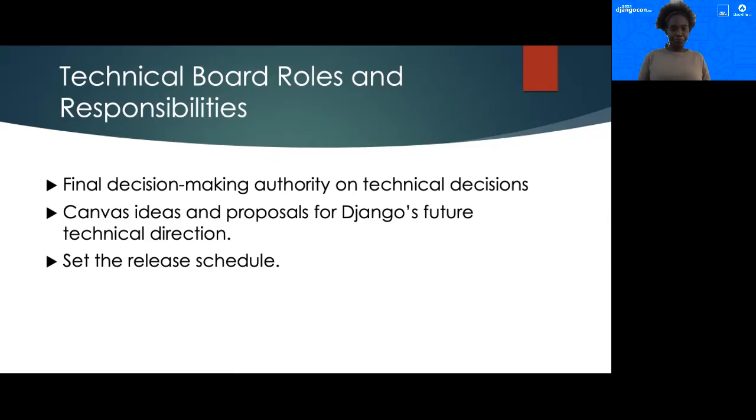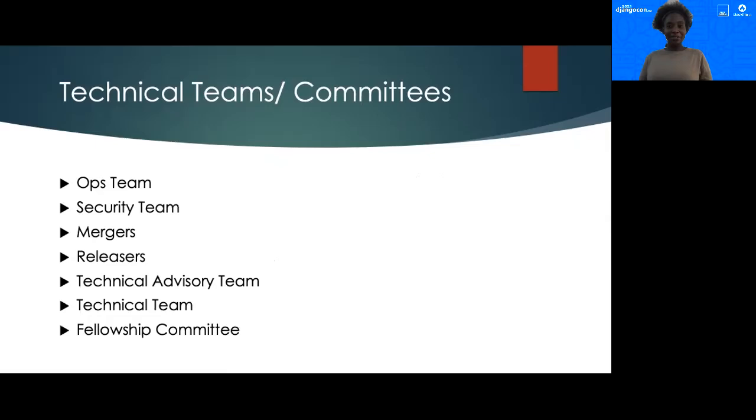Next, we go to the technical teams who work together with the technical board. The technical teams indicate who is actively contributing in certain areas and can be found on the team's page of the website. They make up a great chunk of Django's unsung heroes as they do most of the technical work required to keep the Django project running on a volunteer basis.